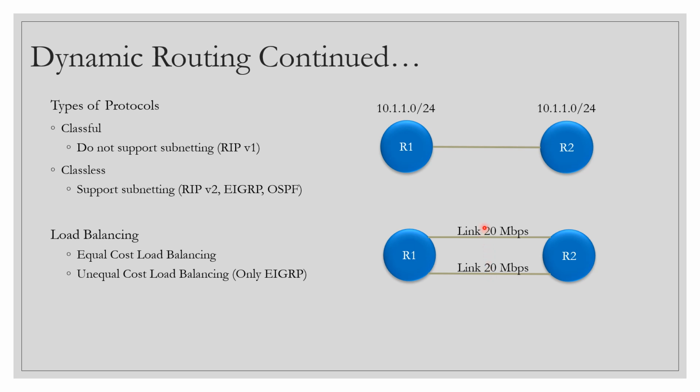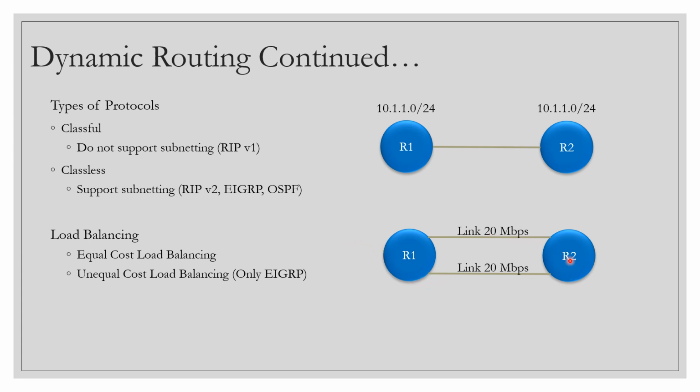Now, if this is 10 and this is 5, then what's going to happen? All the protocols or all the packets which are coming here, they will actually go through the least cost, which is 5, and they will neglect the 10. They will not go through the 10, they will go through the least cost, which is 5, and all the packets will be going through this only.